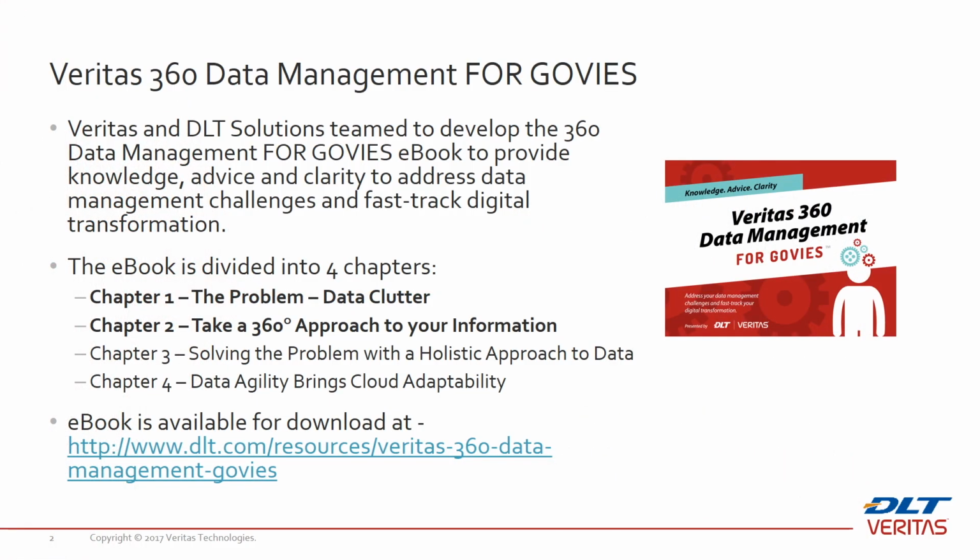We have teamed up with Veritas to develop the 360 Data Management for Govies ebook, which provides advice, knowledge, and clarity to address data management challenges and fast-track digital transformation. Today we will be going over the first 2 chapters of the ebook. Chapter 1 will be discussing the data clutter problem, and Chapter 2 taking the 360 approach to your information with Veritas Solutions. Please feel free to visit the link on the bottom of this slide to access the ebook, which is available for download at no cost.